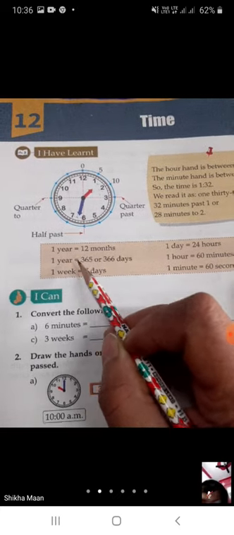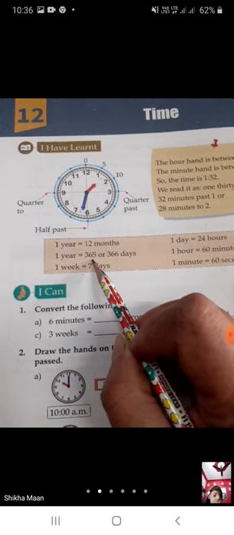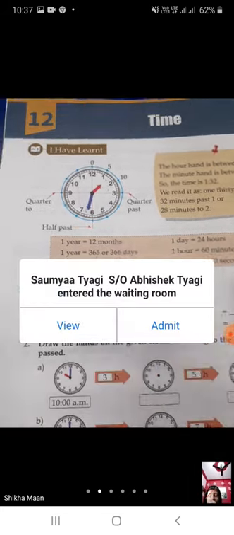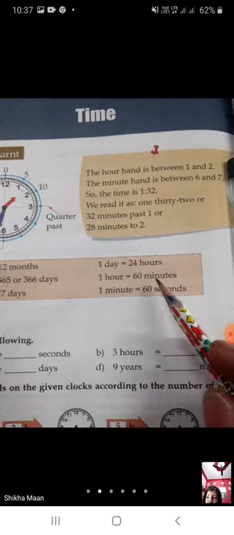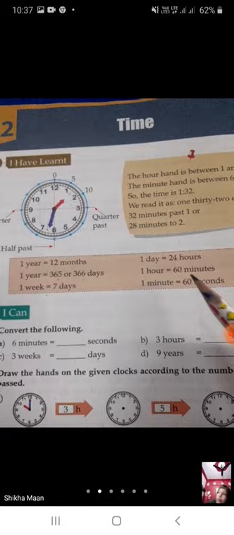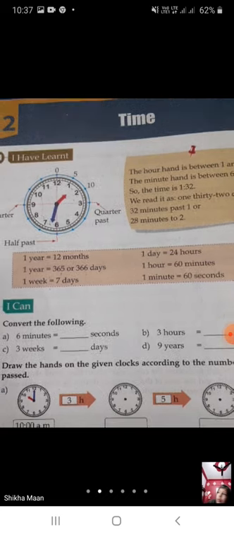Now this you all already know. 1 year is equal to 12 months. 1 year is equal to 365 or 366 days. But when we calculate the sums, we usually take 365. Hum hamesha 365 hi lete hain. Theek hai? 1 week is 7 days. 1 day has 24 hours. 1 hour is equal to 60 minutes. And 1 minute is equal to 60 seconds. If you know all these things, you can easily solve all the sums.